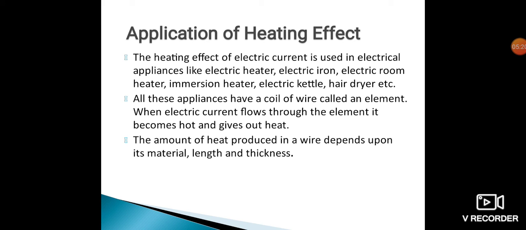The amount of heat produced in a wire depends upon its material, length and thickness. If the length of the wire is very large, then the heat produced will also be large. If we are using a high resistive material, then also we will get a huge amount of heat. If we are using a low value resistance material, then the heat produced will also be less, and it also depends on the thickness of the material that we are using.